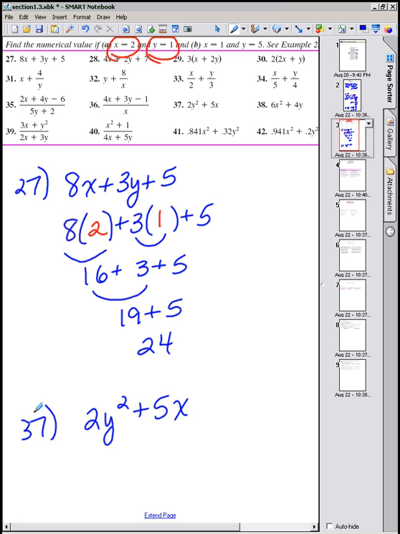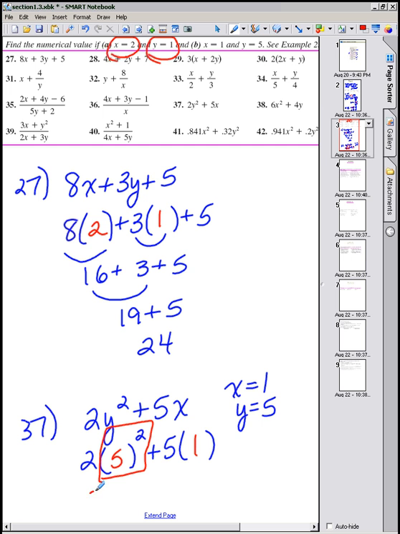Let's do it this time. X is 1 and y is 5. So just go through, put parentheses in. You see the variable and then plug in the numbers. So we have 2 times what is y? It is 5 squared. Plus 5 times what is x? It is 1. So the order of operations tells us to do the exponents first. So this is really 2 times 5 squared, which is 25, plus 5 times 1, which is 5. So we really get 50 plus 5, or 55. Okay.